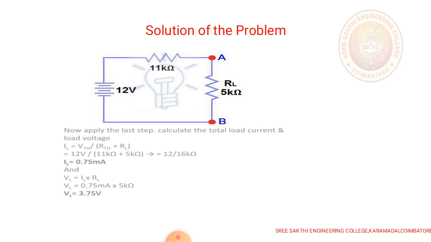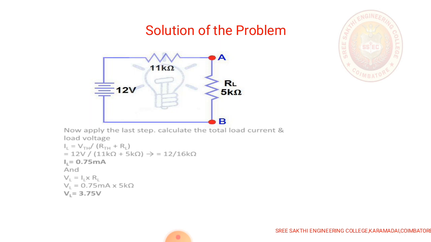Using this, we need to draw Thevenin's equivalent circuit. Thevenin's equivalent circuit is nothing but a series combination of VTH and RTH with the load. So VTH is 12 volts, RTH is 11 kilo ohms, and across the terminals A and B we are fixing that RL. Already in the first step we removed RL, now we are fixing RL here. So this is your final Thevenin's equivalent circuit.